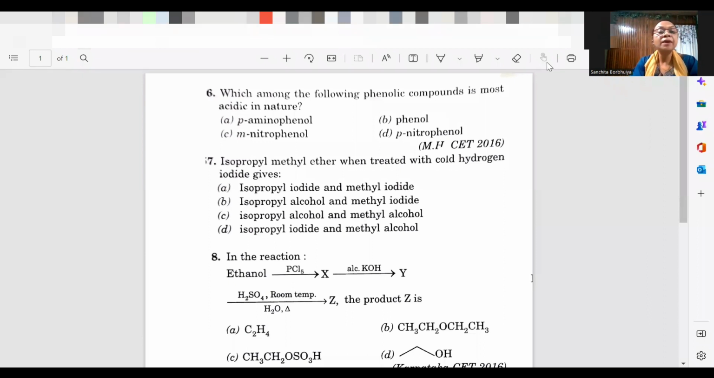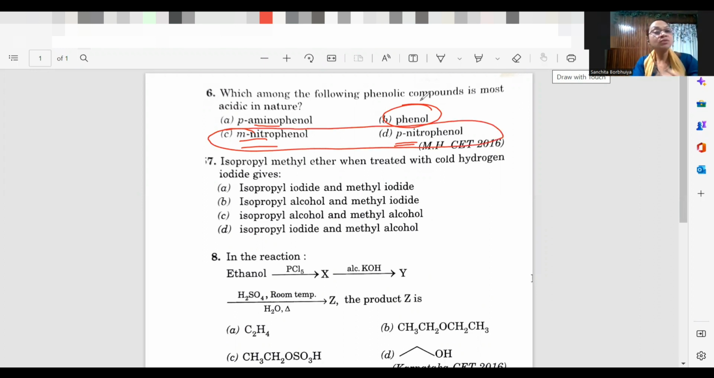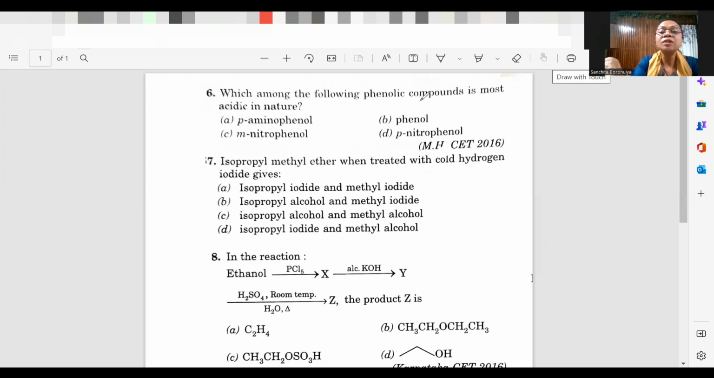Which of the following phenolic compounds is most acidic in nature? You know that if electron withdrawing groups are attached to phenol, it is most acidic. Electron withdrawing groups make the hydrogen highly acidic. So we have amino, which is donating, phenol without any groups, metanitrophenol and paranitrophenol. I've taken up this question just to make you understand that there is an electron withdrawing group present in both. But paranitrophenol is more acidic because the electron withdrawing group is at the para position, and the nitro group attached at the para position gets more activated, making the hydrogen of phenol more acidic.